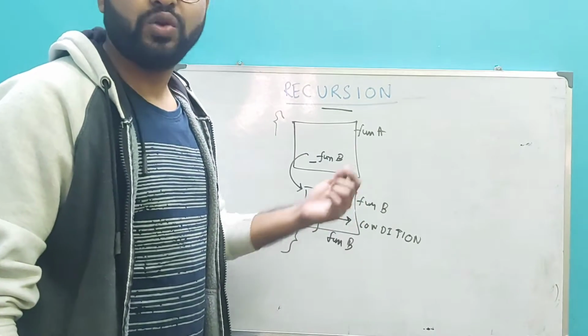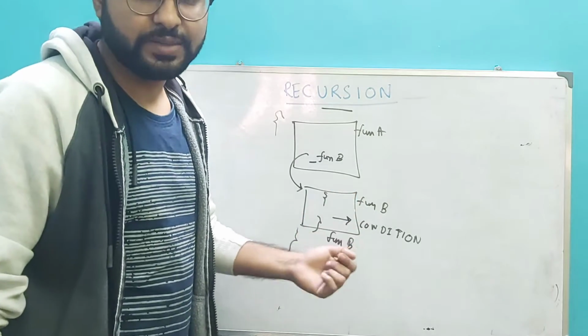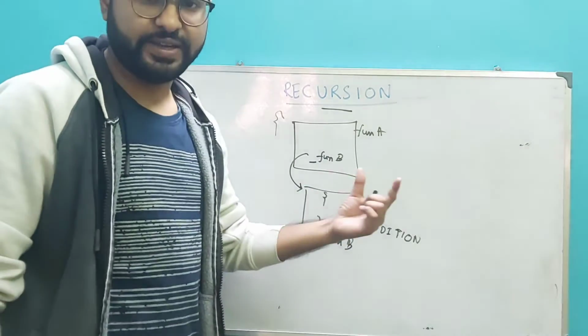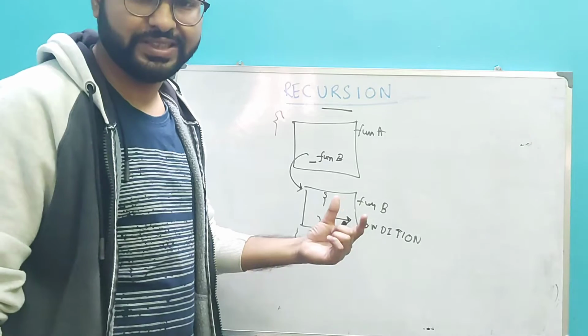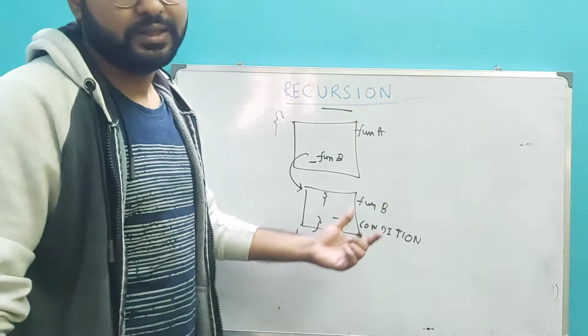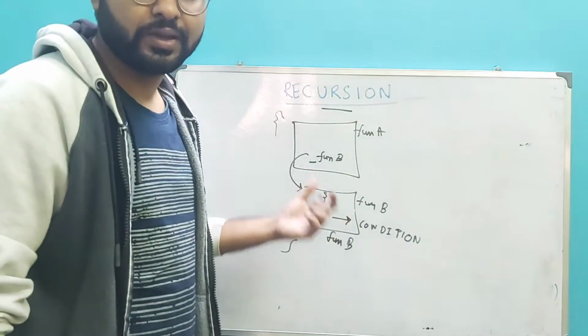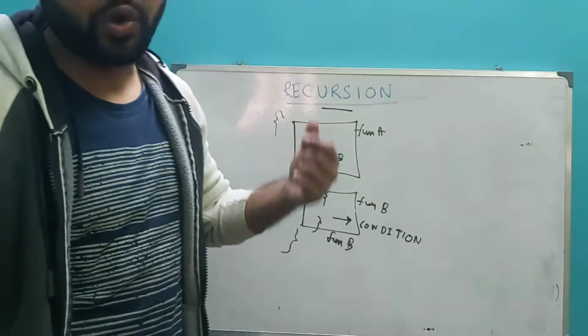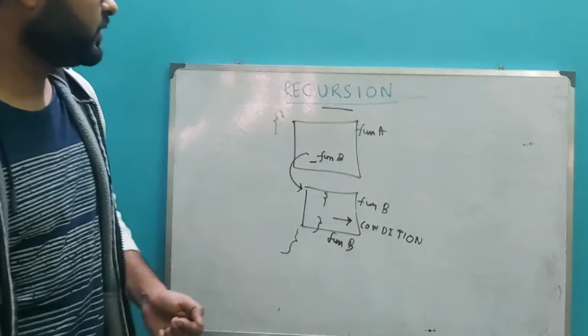How long would it call itself? It would call itself until a particular condition is satisfied. If the condition becomes false, if it is not getting satisfied anymore, the recursion would stop. Recursion means repetitively it is calling itself. So that is the main concept of recursion.